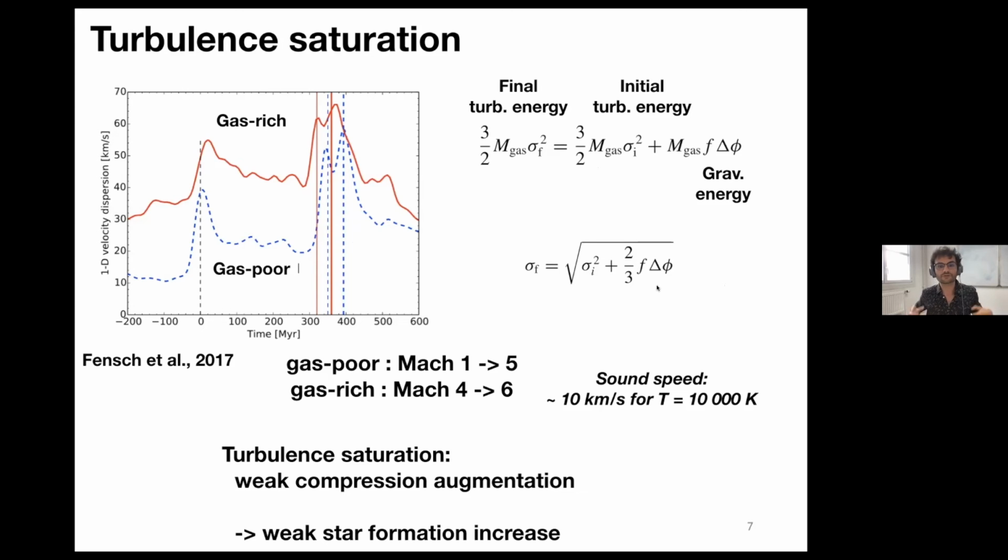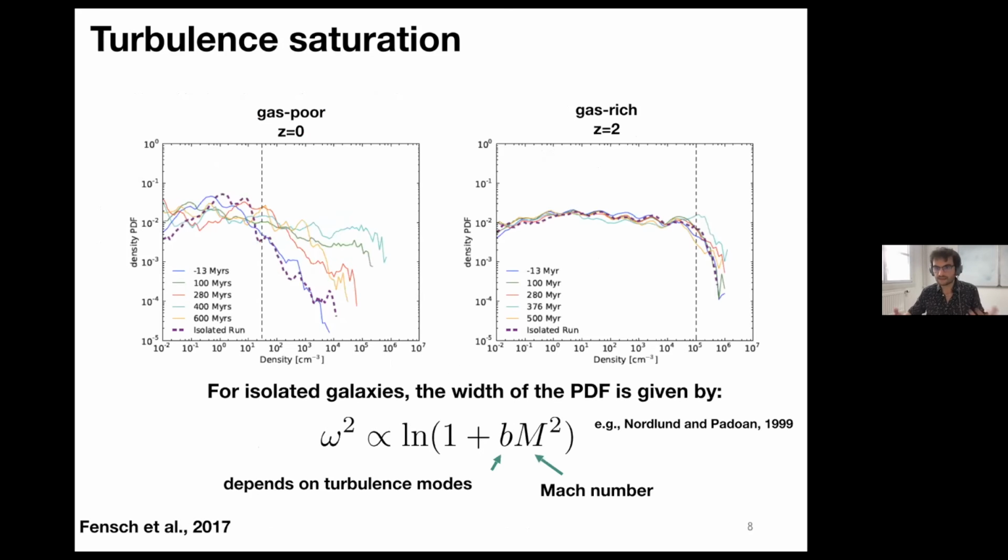So you have a saturation of turbulence and a weak augmentation of compression, a weak star formation increase, because at the end of the day, what your turbulence does is bring gas to the high density end. Here you have, for instance, the evolution of the gas PDF for gas-poor mergers and gas-rich mergers. During your collision, you're able to bring a lot of gas to the high density end for the gas-poor case. It's not the case for the gas-rich case, because your PDF is already very wide.